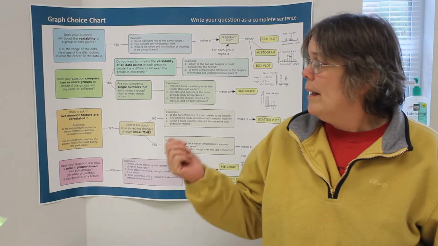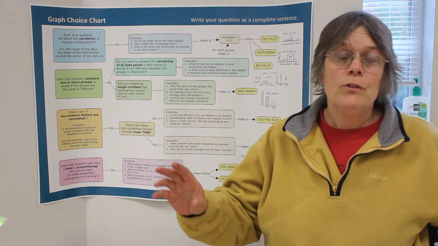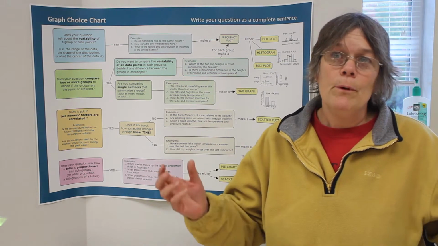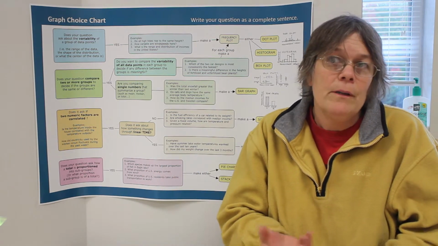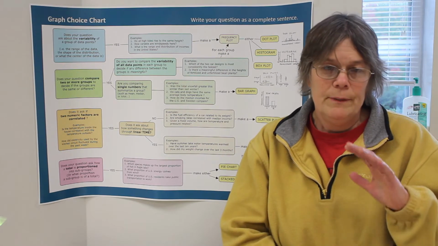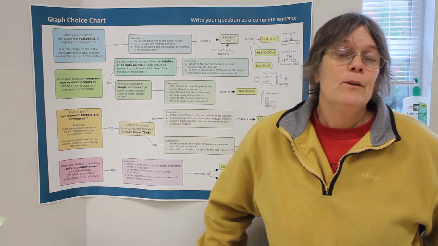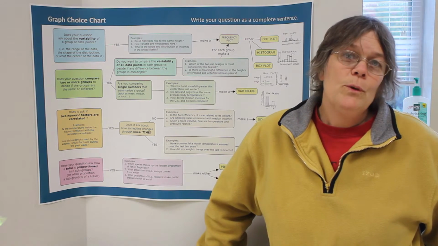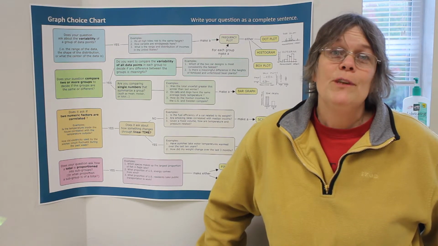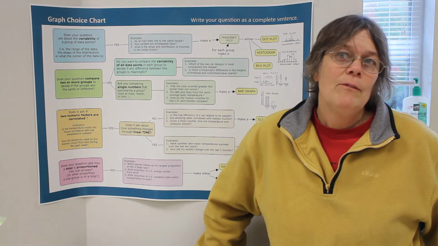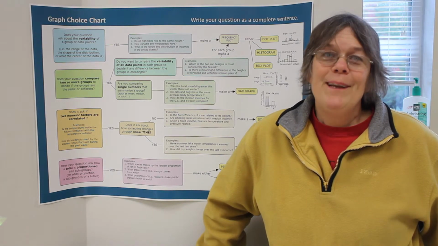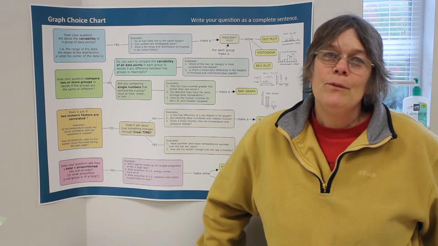I like to have a graph choice chart up on the wall in my room where students can come up periodically and look at it in a big form. I also give them a smaller one that they have in their binder, and they can look at that as they're making choices about which type of graph should I make now, because students have trouble picking out the type of graph that's best for any situation.